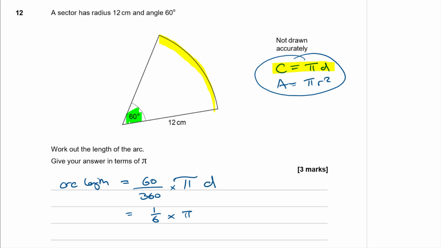Well, the radius is 12. So double that up to get the diameter, because remember the diameter goes all the way through the circle and out the other side. So it's going to have a diameter of 24, not 12. Okay, and we know that 6 goes into 24 4 times. So that's going to give me as my final answer 4 pi for the length of the arc. Arc length is 4 pi.